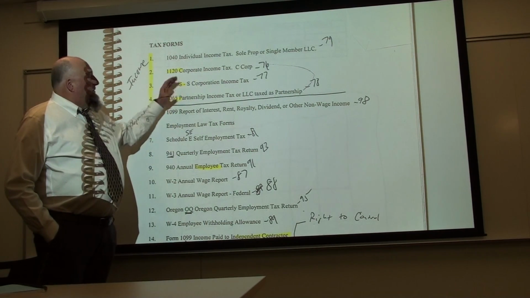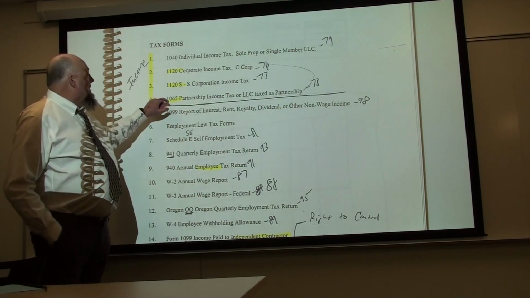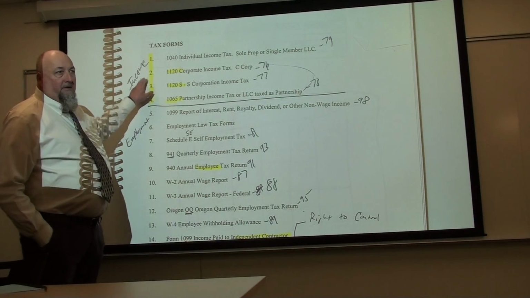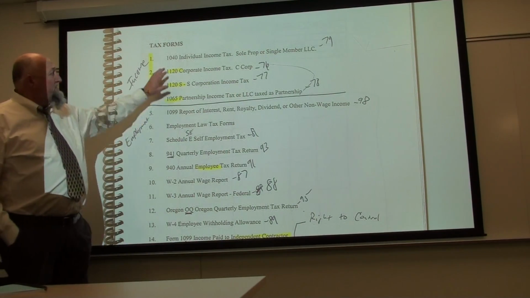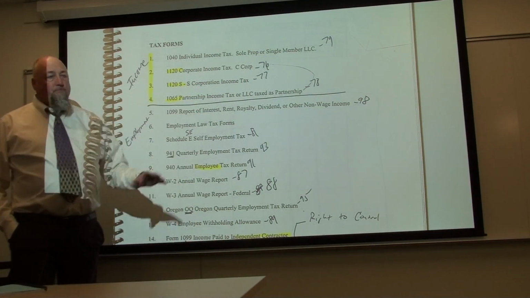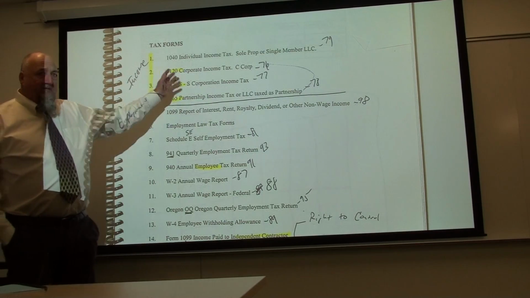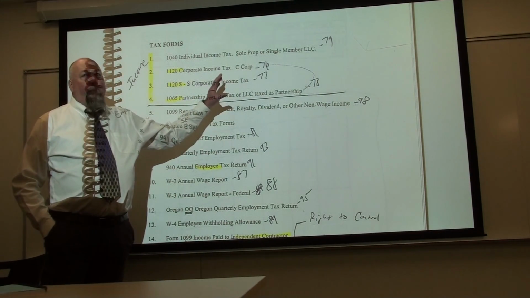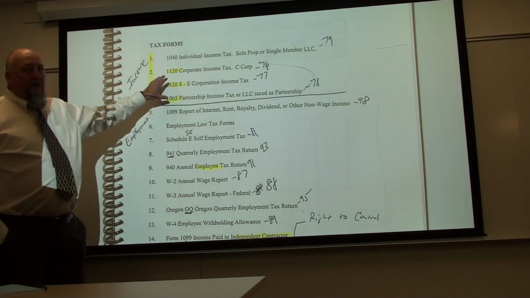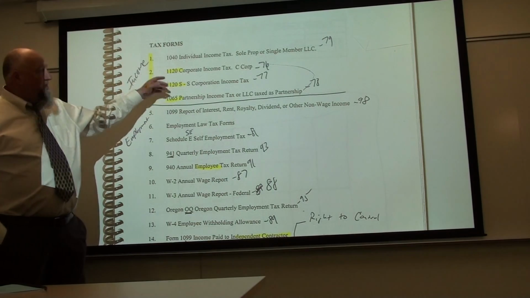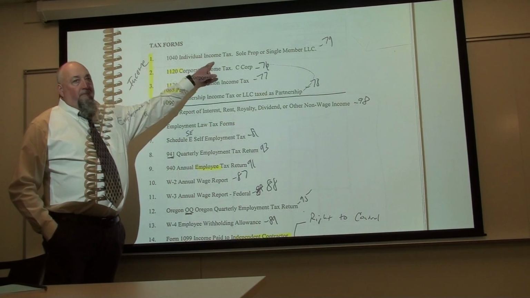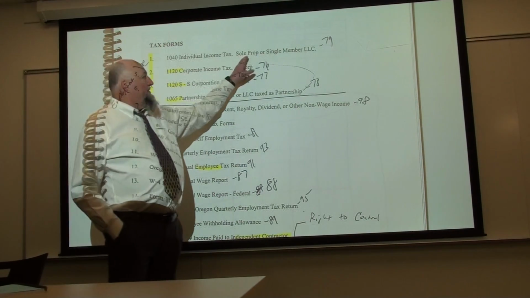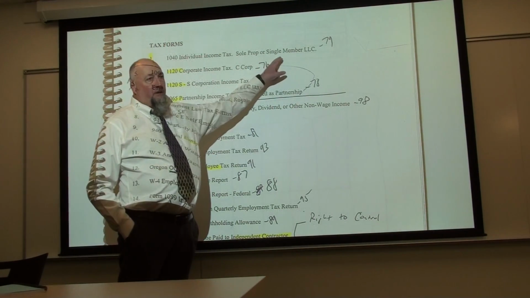And the first four are income tax forms. And these are forms that you file with the IRS. In Oregon, there's also a corresponding Oregon form. To report income taxes for yourself individually, you file a 1040 as an individual, or if you're a sole proprietor or a single member LLC.